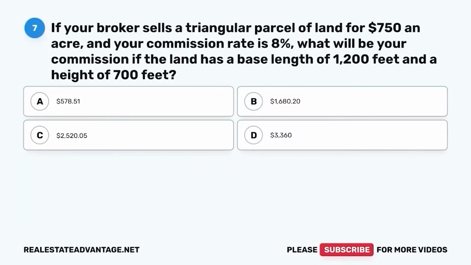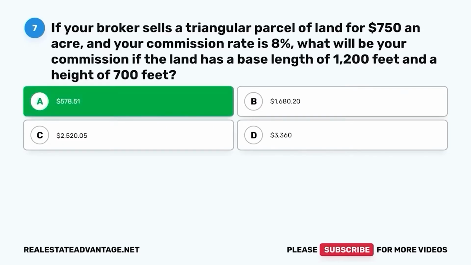Question 7. If your broker sells a triangular parcel of land for $750 an acre and your commission rate is 8%, what will be your commission if the land has a base length of 1,200 feet and a height of 700 feet? A. $578.51. B. $1,680.20. C. $2,520.05. D. $3,360. The correct answer is A.